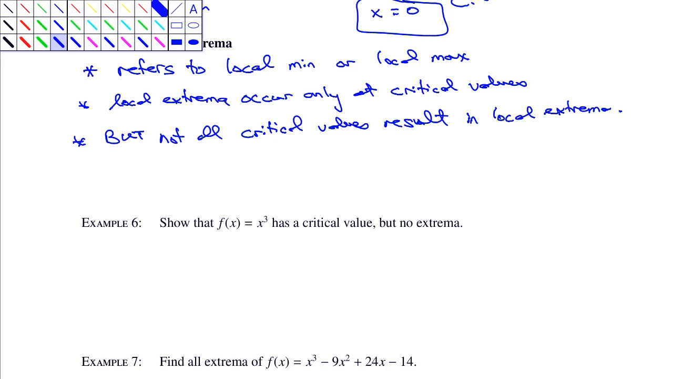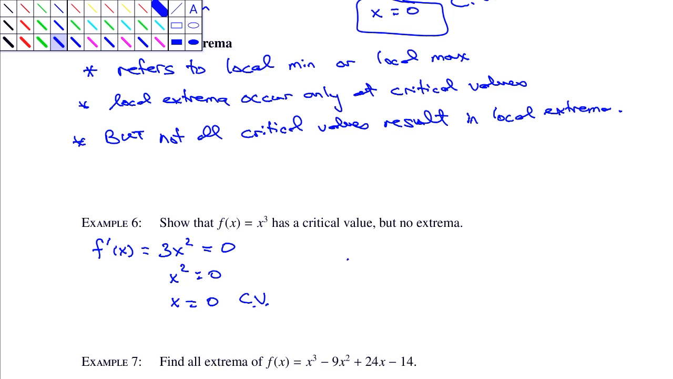So, what is the derivative of x cubed? 3x squared. 3x squared is a polynomial, therefore it's continuous everywhere, therefore it is never undefined. The only critical values this function could have is when it's equal to 0. So set it equal to 0 and solve for x. And so you get x is equal to 0. x equals 0 is the critical value.